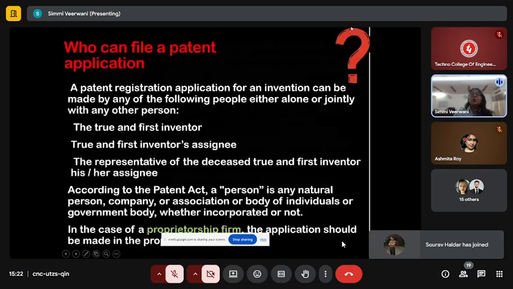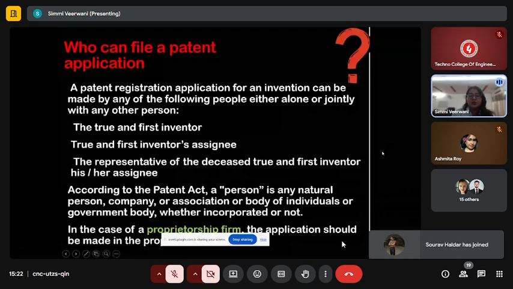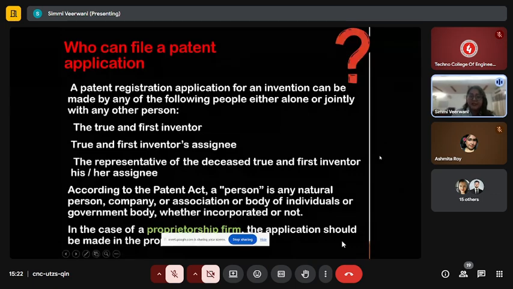Who can file the patent application? In India, the true and first inventor can file the patent, or the true and first inventor's assignee.